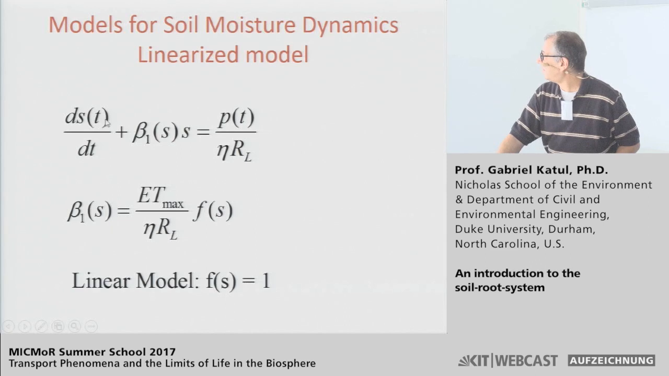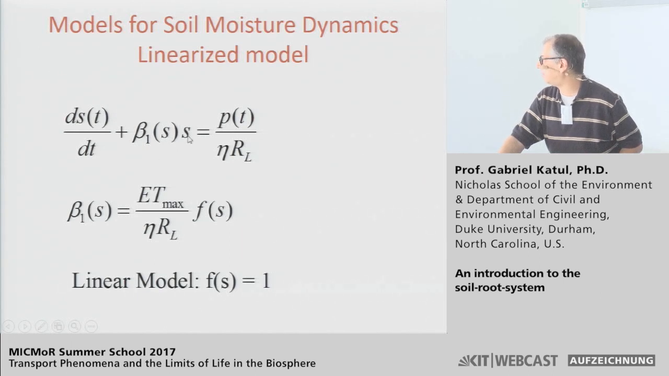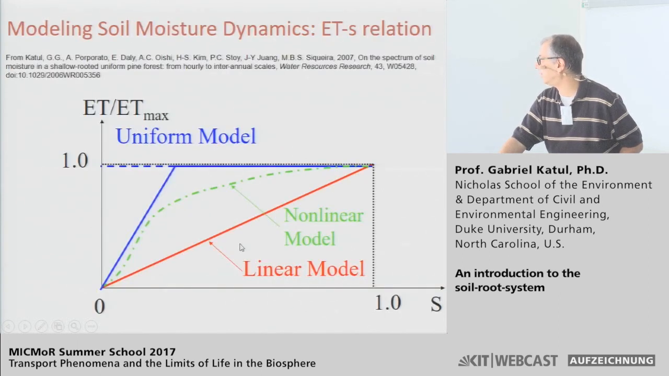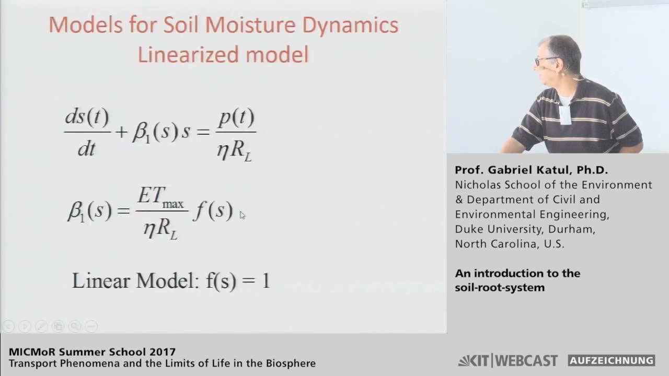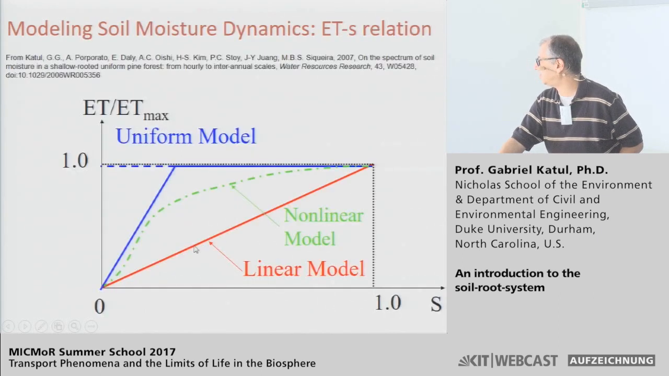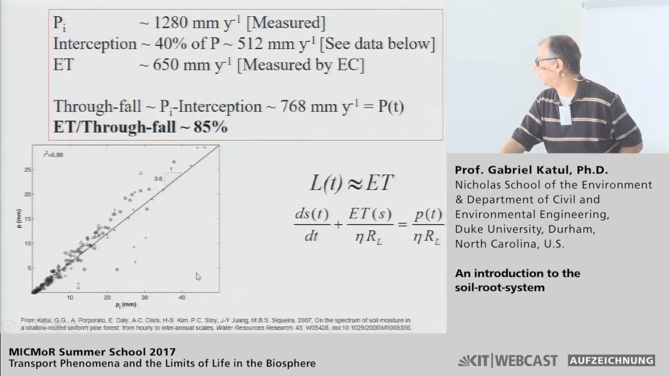Meaning that if you write your mass balance equation as the rate of change of stored water in the routing zone, plus some losses that vary with the state variable multiplied by the state variable S, is the precipitation, or the throughfall, to be explicit, divided by the stored water in the routing zone. And this beta 1 here is nothing but the maximum transpiration rate normalized by the porosity of the soil and the routing depth, times some function of the state variable. So that would reflect different models here. If this is set to 1, then basically you have the linear model that simply drops maximum transpiration all the way down to 0 as volumetric soil moisture content drops. Okay.